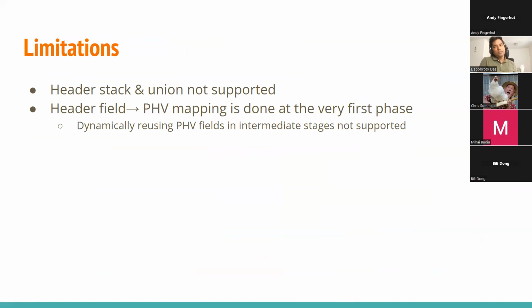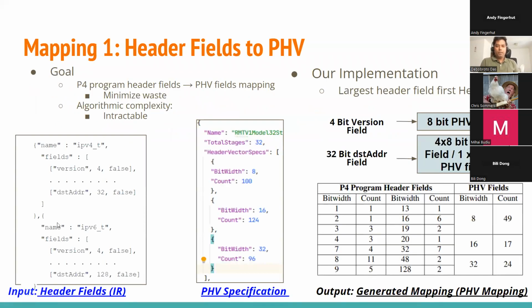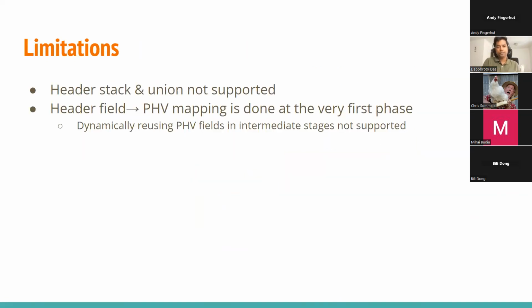There are a couple of limitations. First of all, my compiler backend doesn't support the header stack and union. And also, if you have a P4 program, I have calculated the P4 header field to PHP field mapping at the very initial stage. But actually, you can reuse the PHP fields. Say you have a PHP field and a header field used for only 2 stages at the start, but it is not used in the rest of the stages. So you can reuse that, but I have not implemented that logic here. Anyone can write a new algorithm for that.